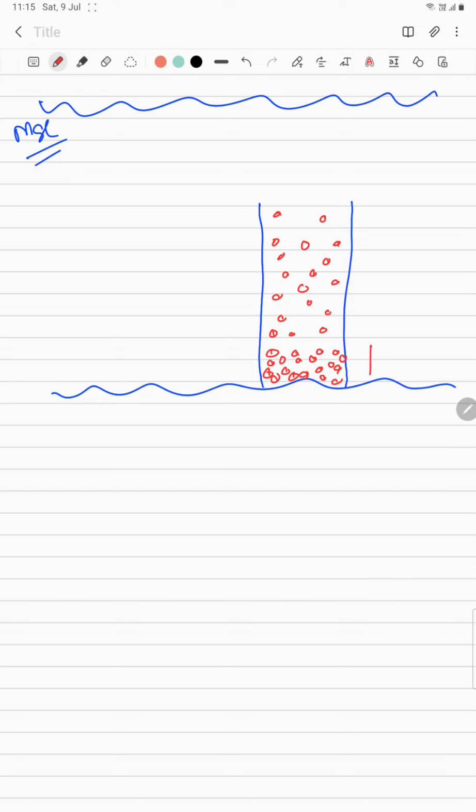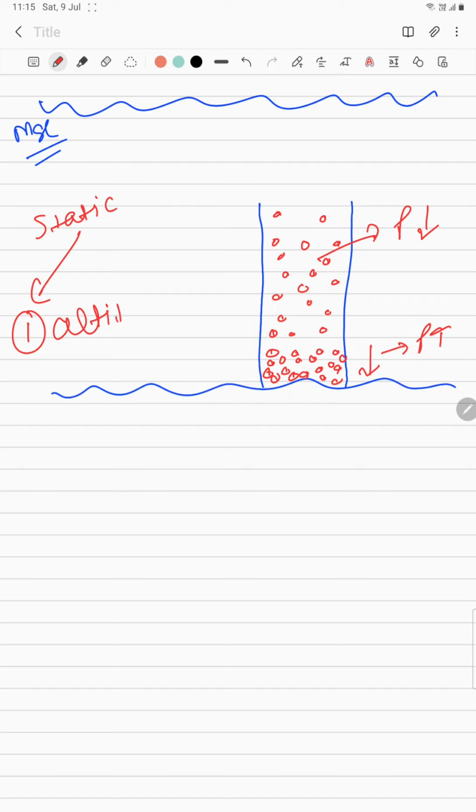So the pressure here will be more, as compared to the pressure higher up in the air column, where it will be less. So what we have learned in static pressure, the three important points: first, it depends upon the altitude.